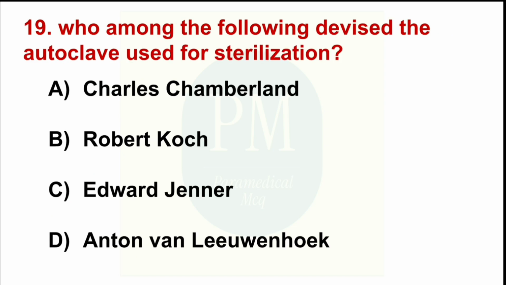Who among the following devised the autoclave used for sterilization? Option A, Charles Chamberland. Option B, Robert Koch. Option C, Edward Jenner. Option D, Anton van Leeuwenhoek. The correct option is option A, Charles Chamberland.